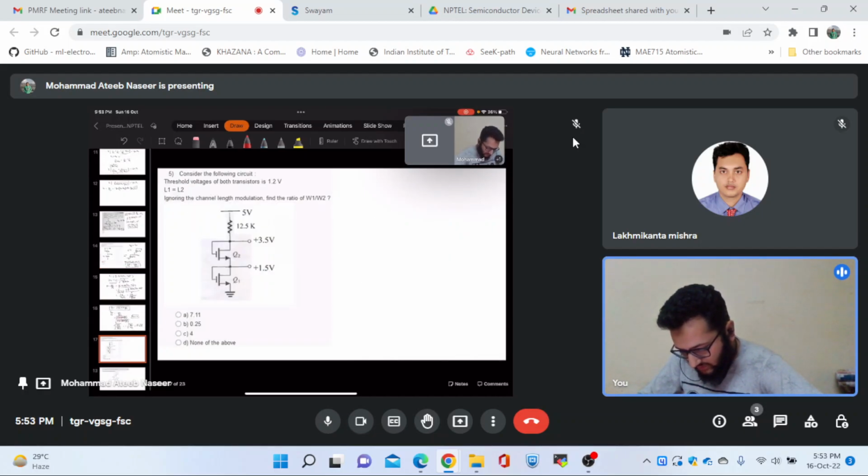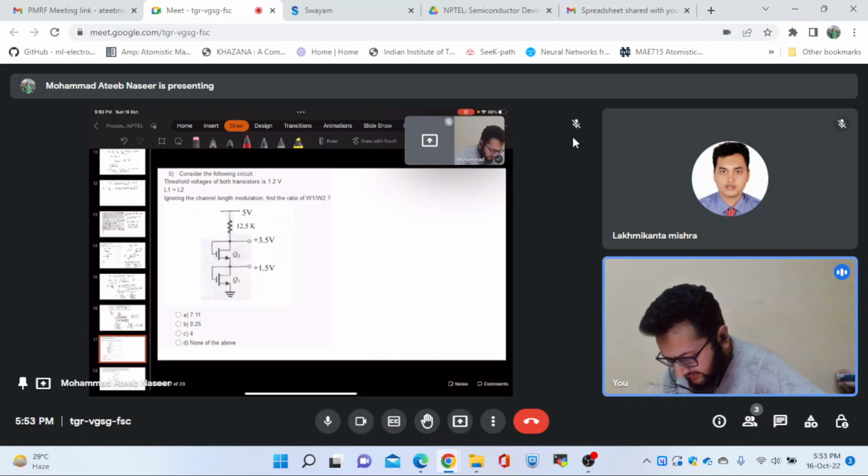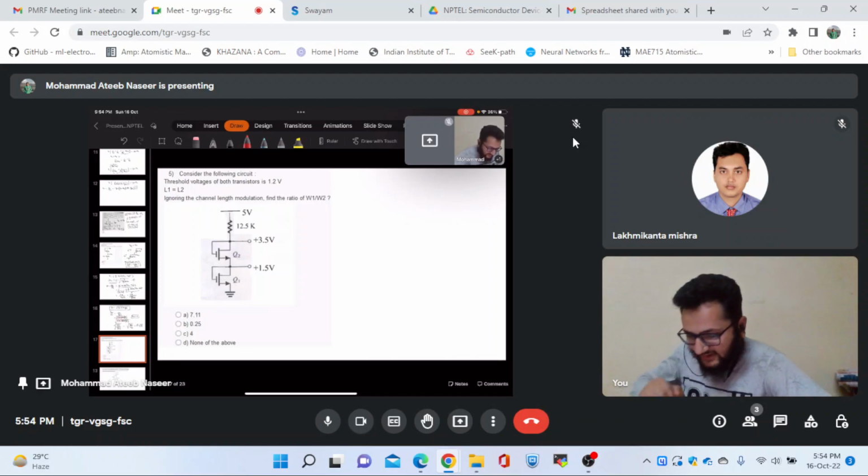So now, okay, let's move to this fifth problem. It says that we have to consider the following circuit, and the threshold voltages of these is, but Lakshmikanta, it depends on the W by Ls. From where can we get these W by Ls? Yes, sir. You have to be careful with those as well.